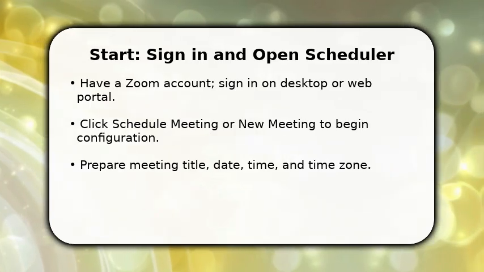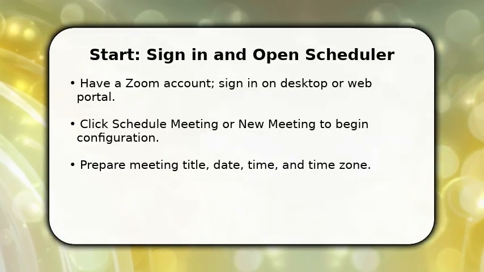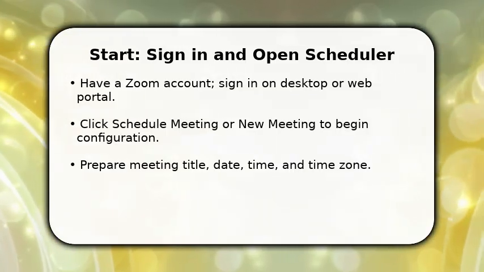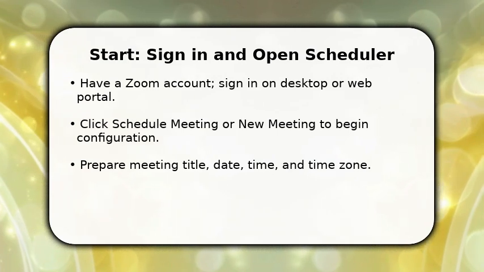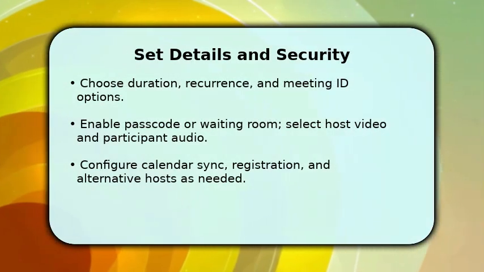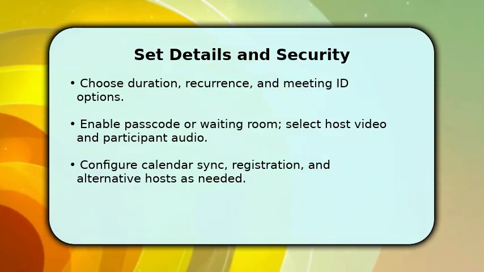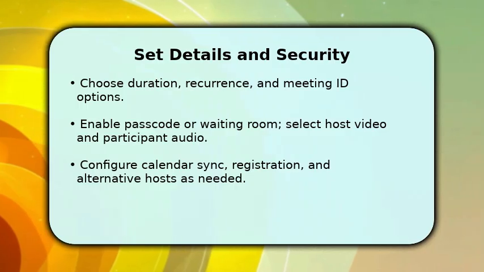Make sure basic visibility and calendar integration are selected so your invite can be added automatically. Now focus on middle configuration. Pick a meeting ID, generate automatically for privacy, or use your personal meeting ID if appropriate. Enable a passcode or the waiting room to control access. This is critical for security.